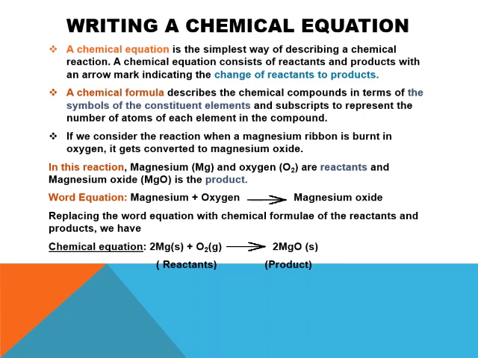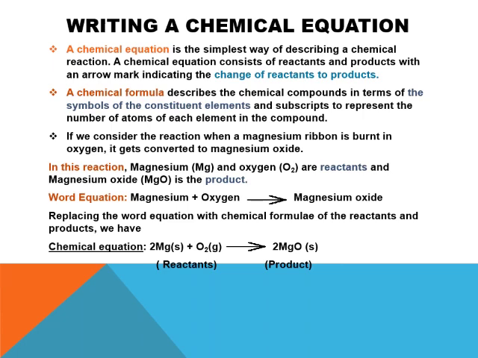For example, water has the chemical formula H2O. Here the constituent elements are hydrogen and oxygen, and that subscript 2 indicates that in H2O or water, 2 atoms of hydrogen are there and 1 atom of oxygen. Okay, now if we consider our first activity in which magnesium ribbon is burnt in oxygen, it gets converted to magnesium oxide.